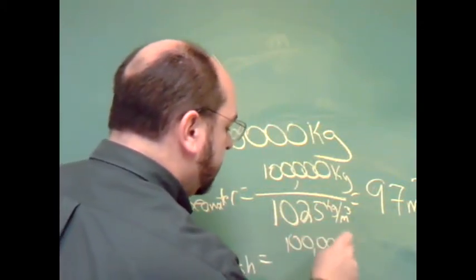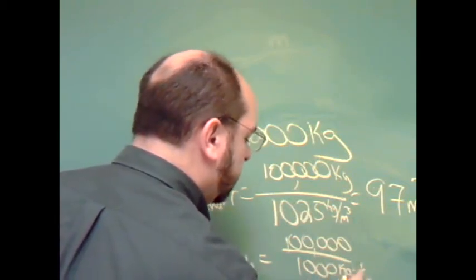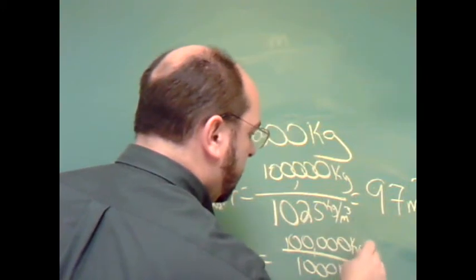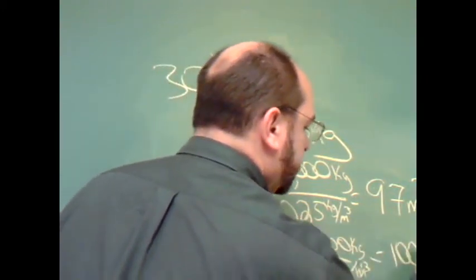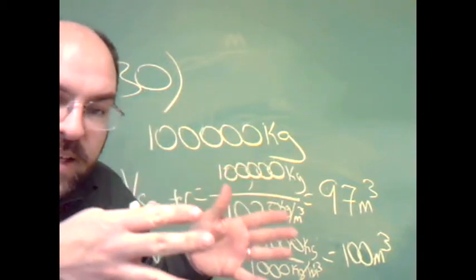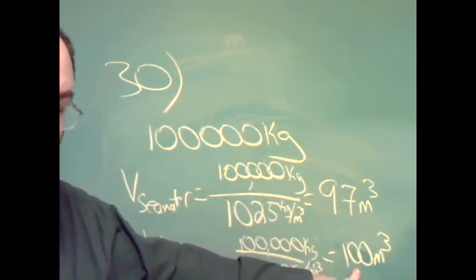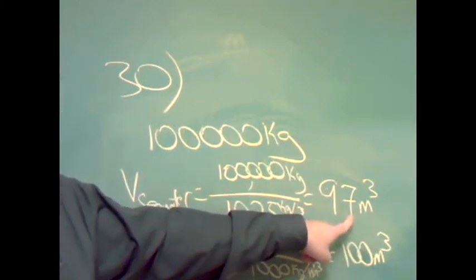Versus same deal, volume of fresh water: 100,000 divided by 1,000 kilograms per cubic meter. 100 cubic meters. Sorry. So what does that mean? That means that the ship starts floating once it sinks into the water enough to displace 100 cubic meters of fresh water. So it's sitting lower in the water, and only 97 cubic meters of seawater, so it's riding higher. So the question is, will the same ship float higher in salt water than in fresh water? Why, yes. Yes, it will.